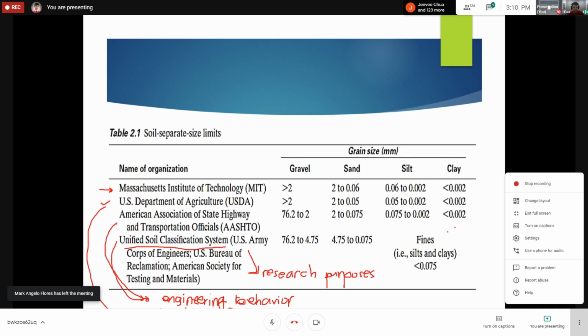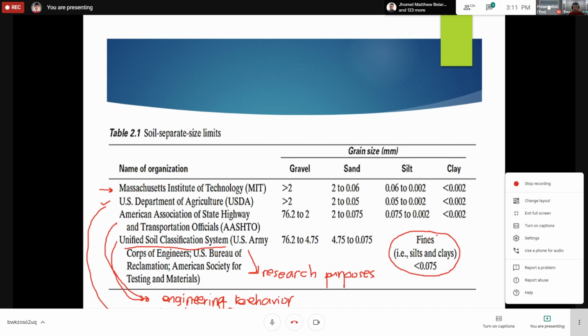Now for USCS, it is nicer to use, right? Because if you look at the fines, it's being considered as one group. So you don't have to look for the silt and the clay, right? Or how much is silt, how much is clay. So fines are considered as lesser than 0.075 mm. So that is what is nice about the USCS.